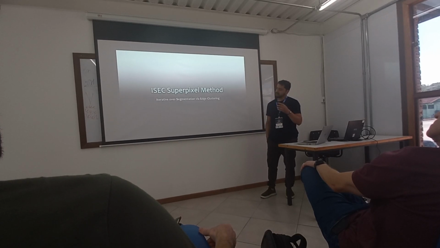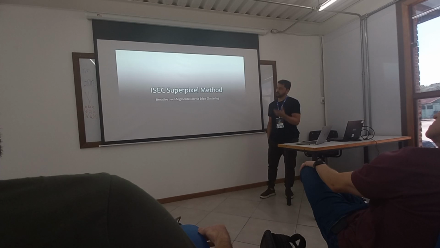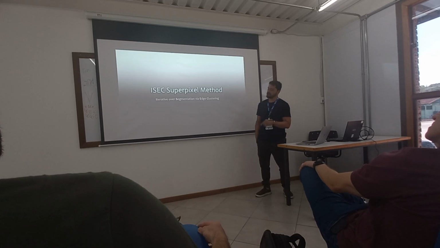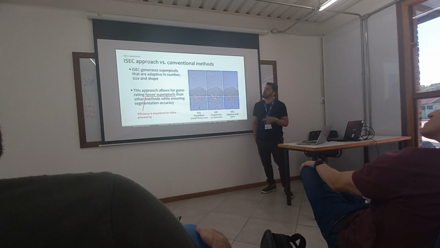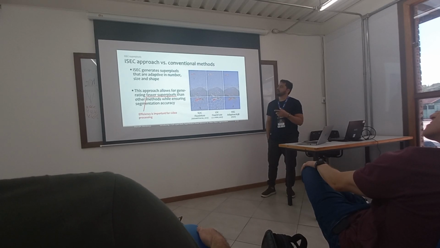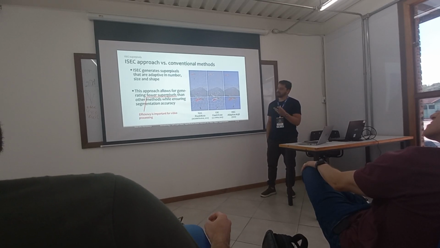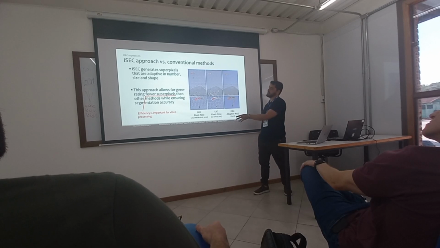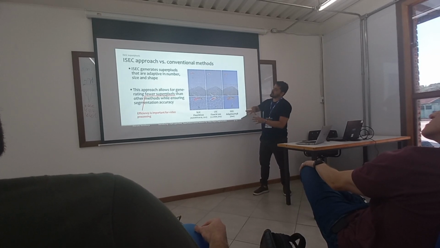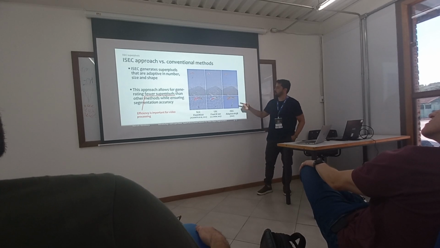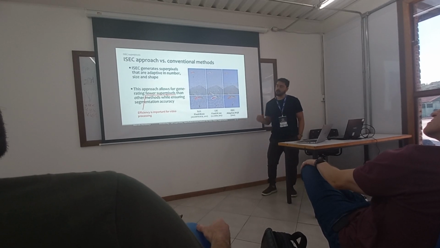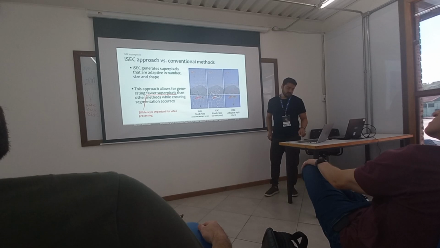Then we need to extract superpixels. We created a superpixel method called ISAC, which stands for Iterative Over Segmentation via Edge Clustering. This method generates superpixels that are adaptive in size, shape, and number according to the image content, which differs from classical superpixel methods like SLIC, which try to generate a kind of grid over all the image. Our method only generates superpixels where there are objects in the image, making it more efficient, especially for processing videos.